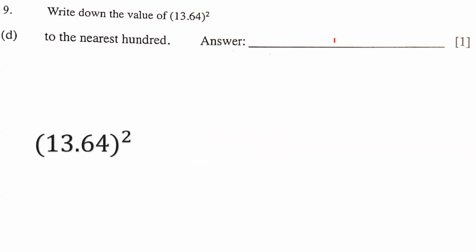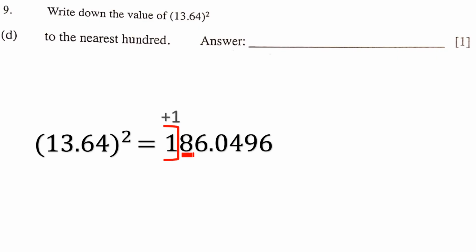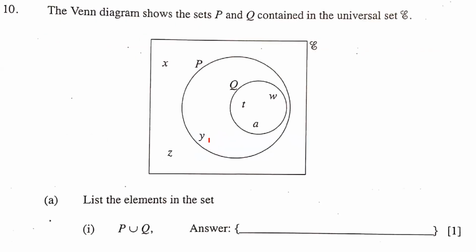So let's move on to question 9D. It says, write down the value of 13.64 squared to the nearest 100. To the nearest 100. And so 1 is in the hundreds place, so we have to look at the number behind 1, which is 8. And we see that 8 is definitely greater than 5. And so we can add 1 to this 1, which makes it 2. And so 186.0496 to the nearest 100 is actually 200. So we drop all of the numbers at the back, and we turn these other numbers, the 8 and the 6, into zeros. That's how we round it.